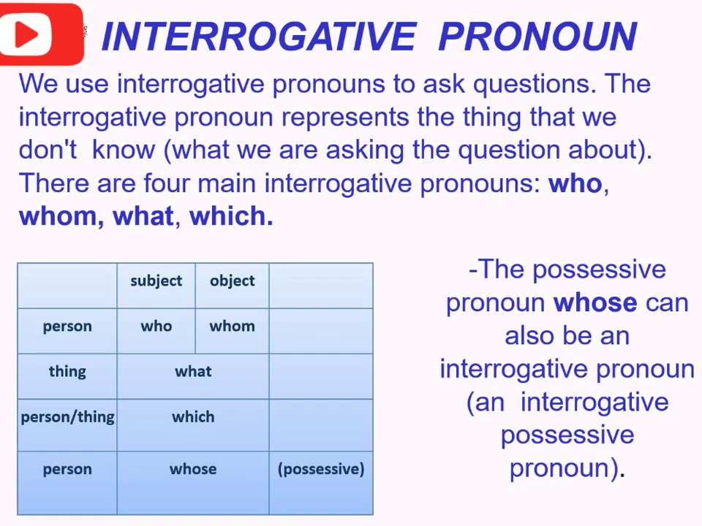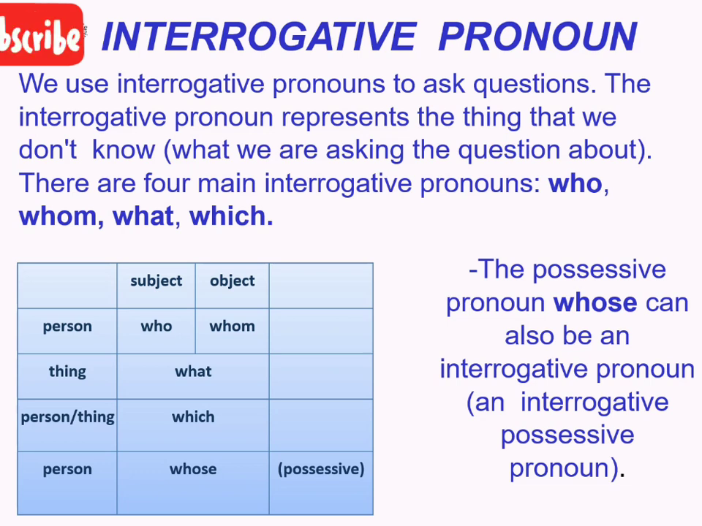The next type of pronoun we will be discussing today are interrogative pronouns. Now, what are interrogative pronouns? What is interrogate or interrogation? It means to ask questions. So, the interrogative pronoun represents the things that we don't know, means what we are asking the question about. Now, there are four main interrogative pronouns: who, whom, what, which. Now, these are the pronouns we always use to ask questions.